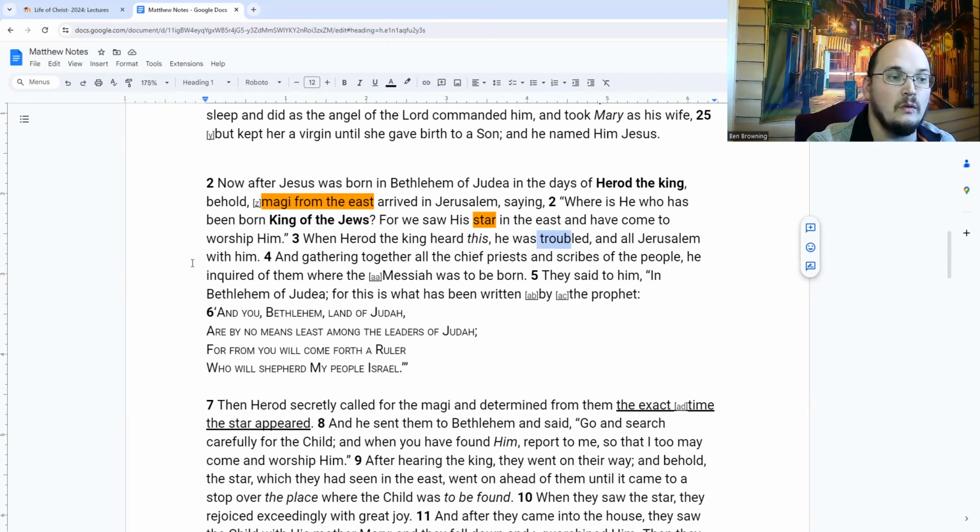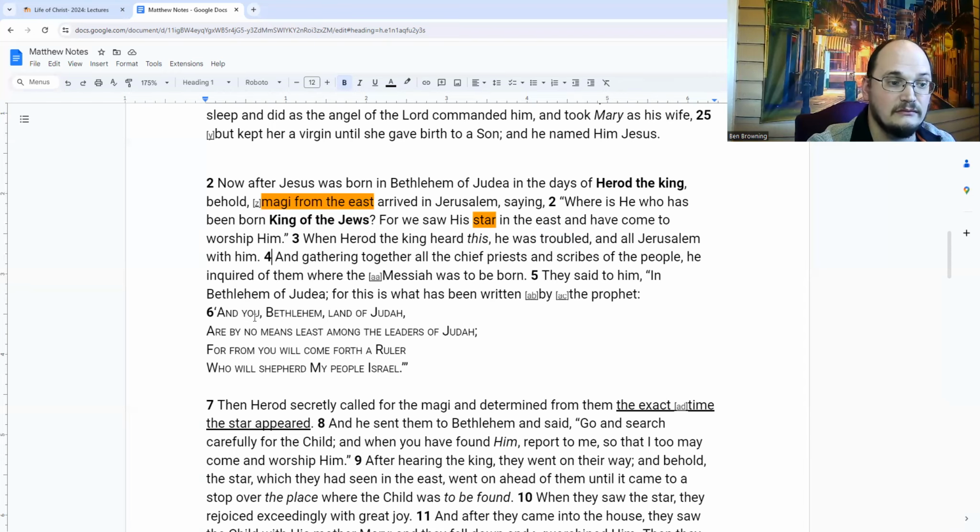So all Jerusalem with him. Now, why is all Jerusalem scared with him? Well, because when Herod is mad, or when Herod is scared, you better get scared because people start dying. A lot of people die because they got on Herod's wrong side. And gathering together all the chief priests and the scribes and the people, he inquired of them where the Messiah was to be born. And they said to him, in Bethlehem of Judea, for this is what has been written by the prophet.